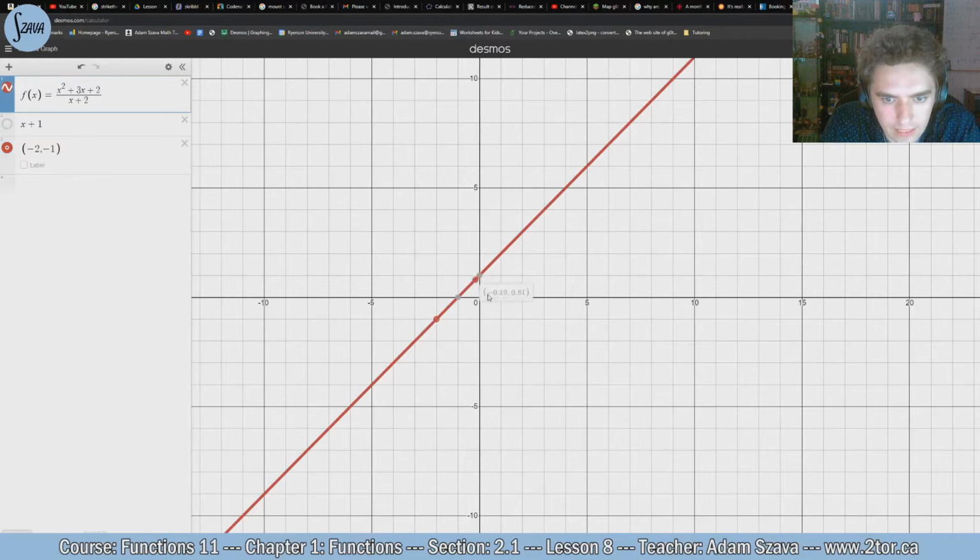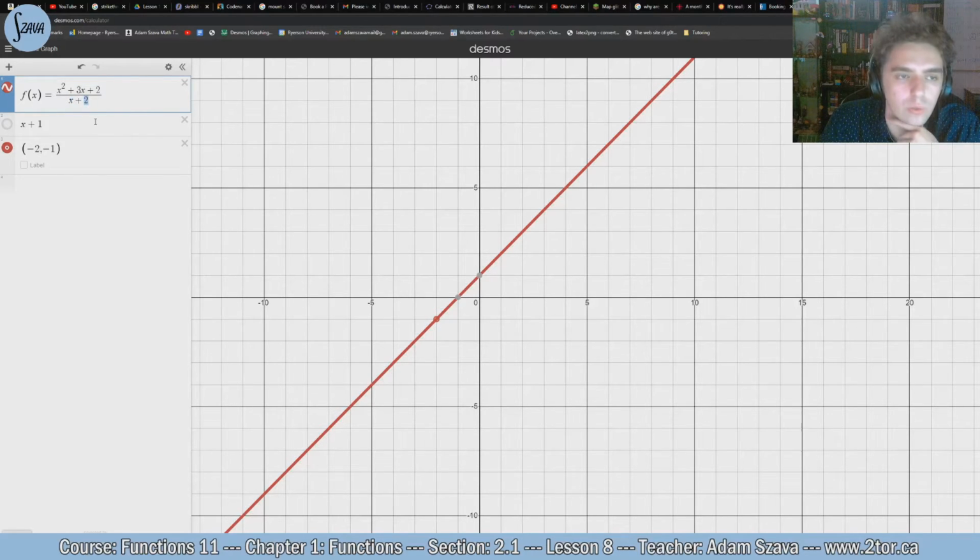So I trace f of x here, see how Desmos gives me x, y values, and then if I go to -2, it's undefined. There is no f of -2. And where does that come from? From the fact that if I put -2 into the function, I would have a denominator of 0.